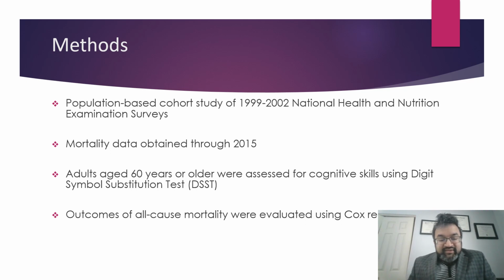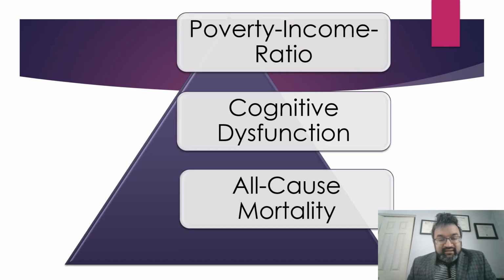So Cox regression was used for this section. This is a model that I used to demonstrate this key relationship here. So on the level of cognitive dysfunction and all-cause mortality, that is kind of a primary relationship that we're looking for. And then if you look at poverty income ratio, that modifies potentially the effect of cognitive dysfunction over all-cause mortality. I'm going to be explaining this a little bit more in the subsequent slides.